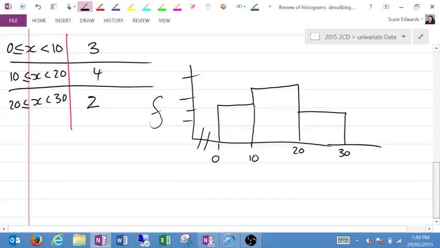If there's gaps between the groups, you need to go halfway between them. If there's no gaps between the groups, you just go where the groups are. Yes? If this was one with a midpoint, you would do the same thing, but you'd put in 5, 15, 25. You see the difference?